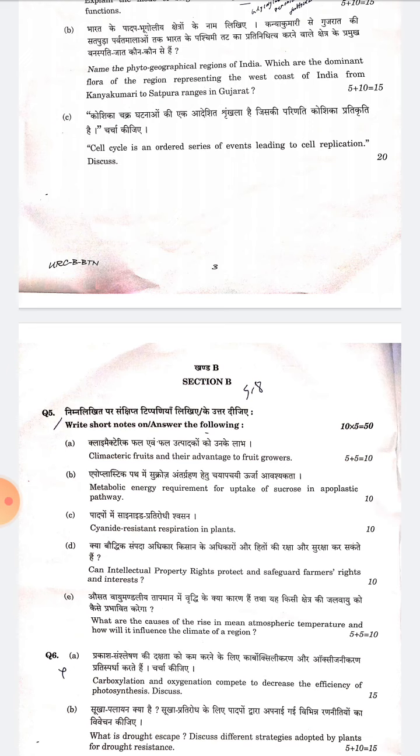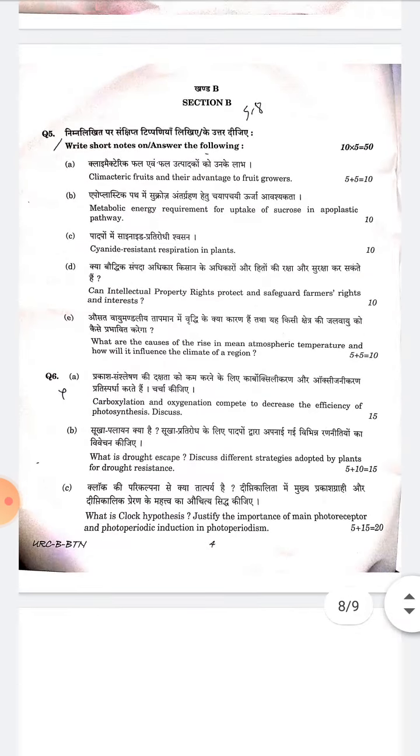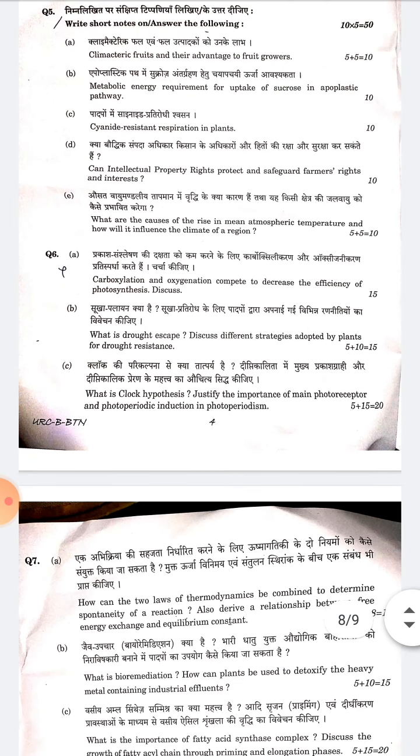And E is the question: what are the causes of the rise in mean atmospheric temperature and how will it influence the climate of a region. And here we move on to C, which is: carboxylation and oxygenation compete to decrease the efficiency of photosynthesis, discuss. And what is drought escape, and discuss the different strategies adopted by plants for drought resistance.